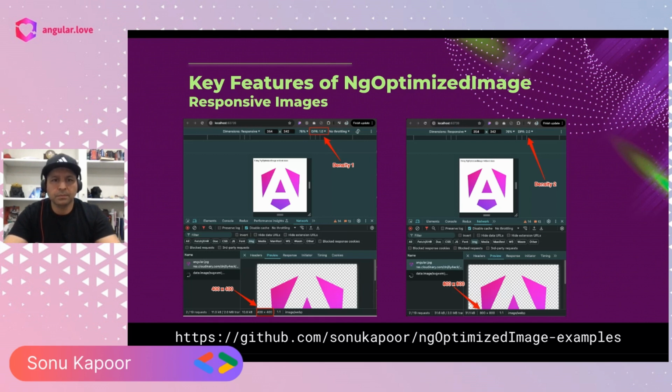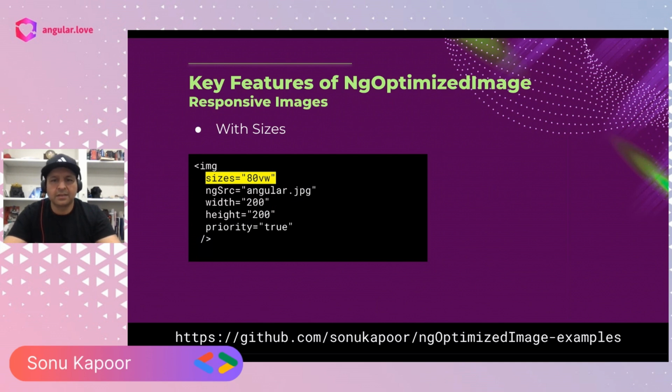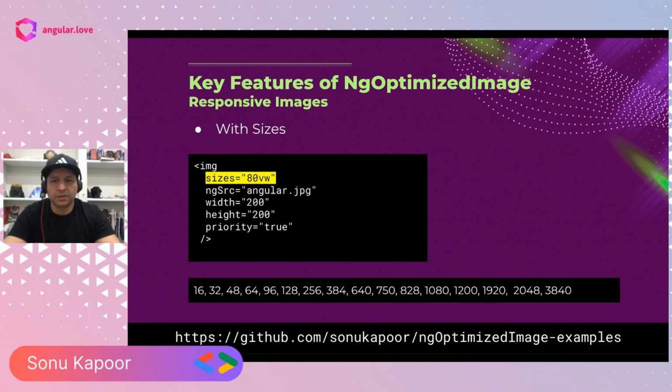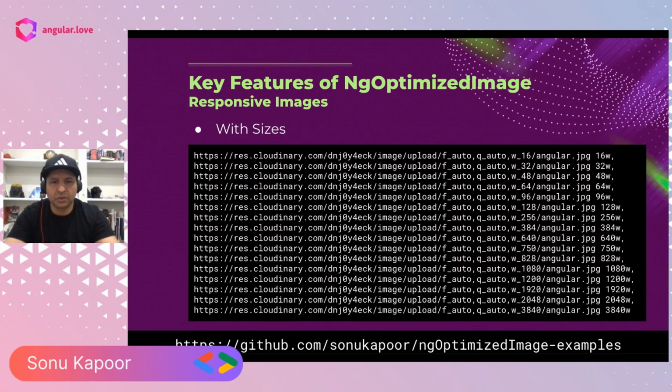So adding the sizes has a similar effect. Here, I'm setting the image to be 80% of the viewport, and it will automatically generate the source set for all available breakpoints. So here is the list of breakpoints, if you're wondering. This is what it's going to generate for you, and this is how it's going to look inside your element, right?